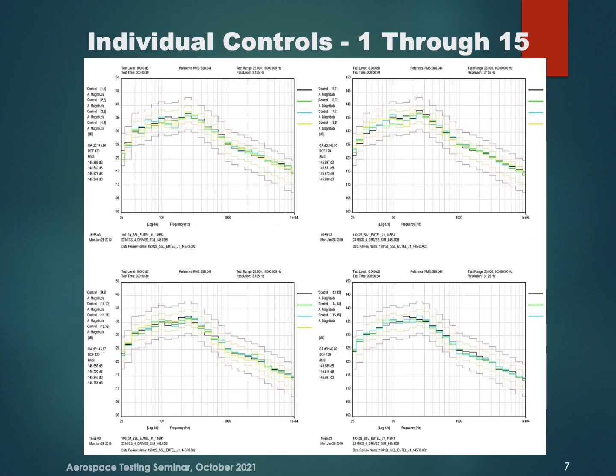The individual controls for that same test, 1 through 15, are shown in this next slide. It shows that the controls, all 15 of them, are within the control tolerances of plus minus 3 dB quite comfortably.